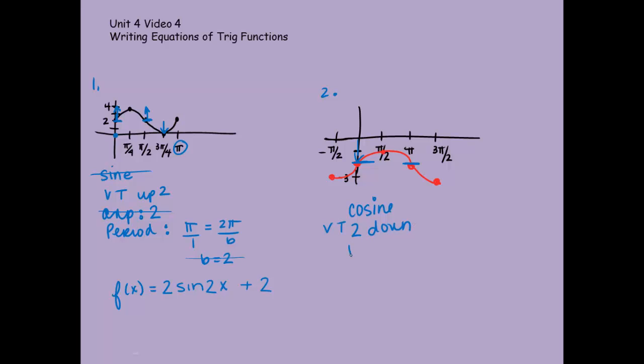I also can see that I have a phase shift here because it went left. So it went left pi over 2. It takes from negative pi over 2 to 3 pi over 2, and that's actually still a period of 2 pi. So that means my period did not change, so no period change.